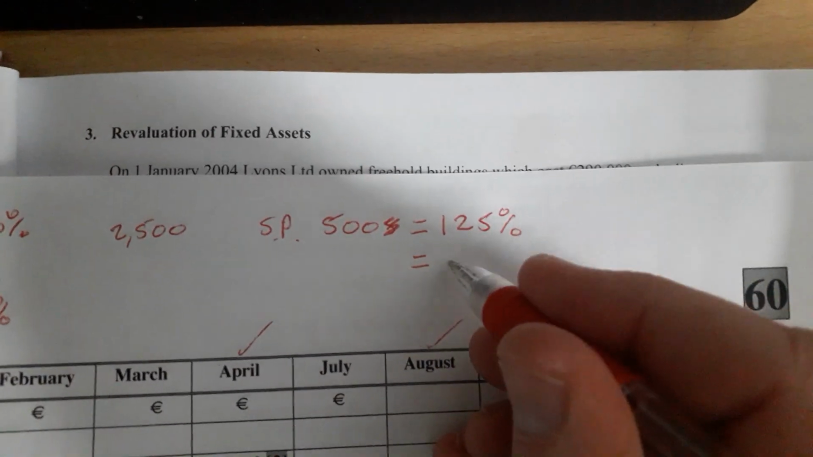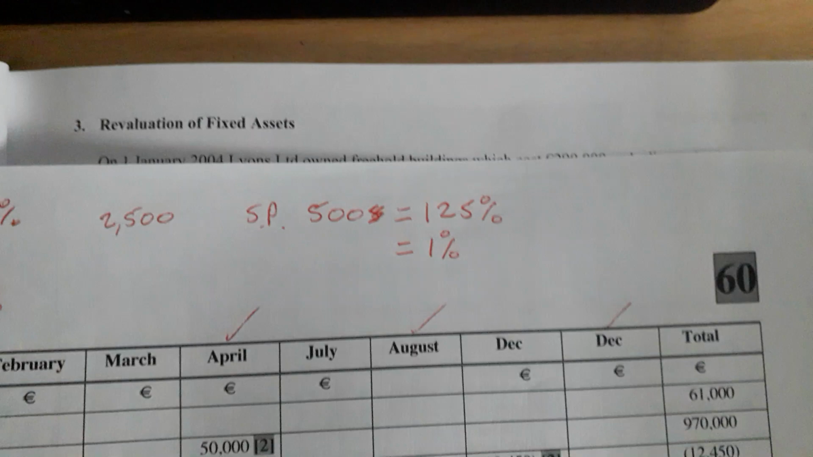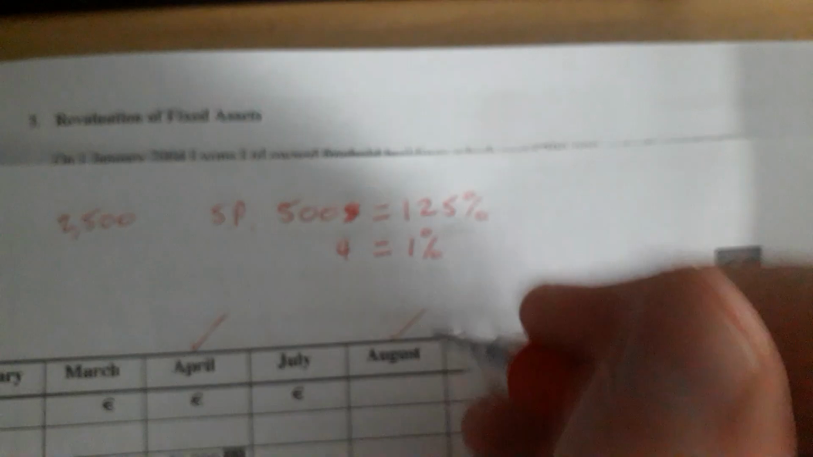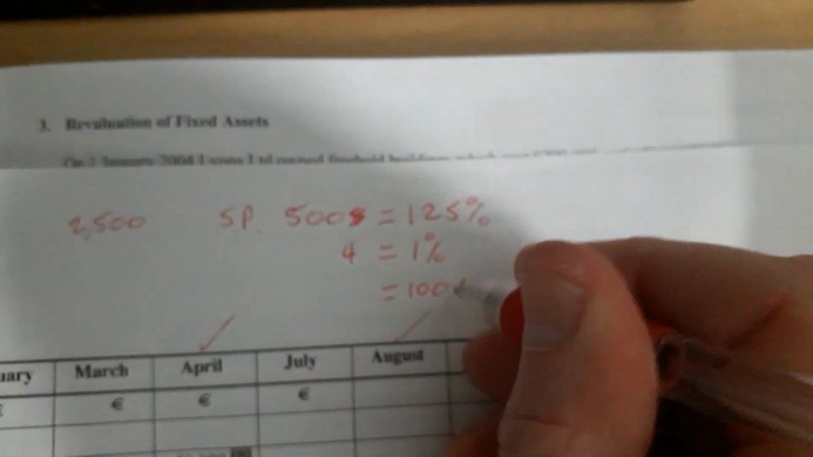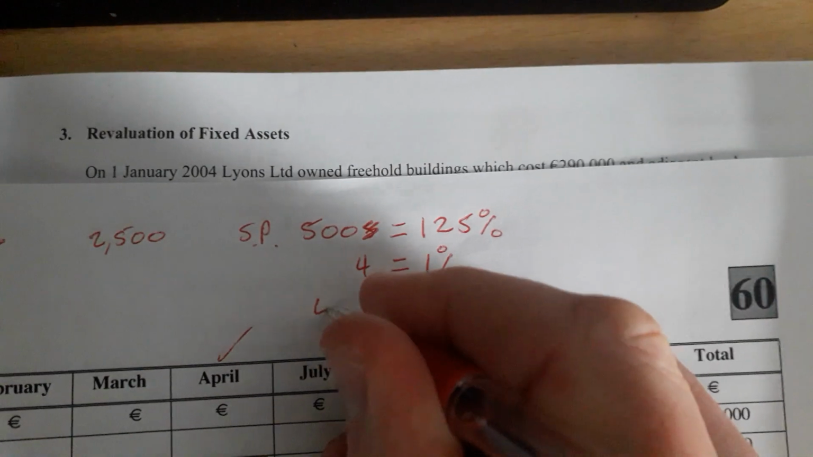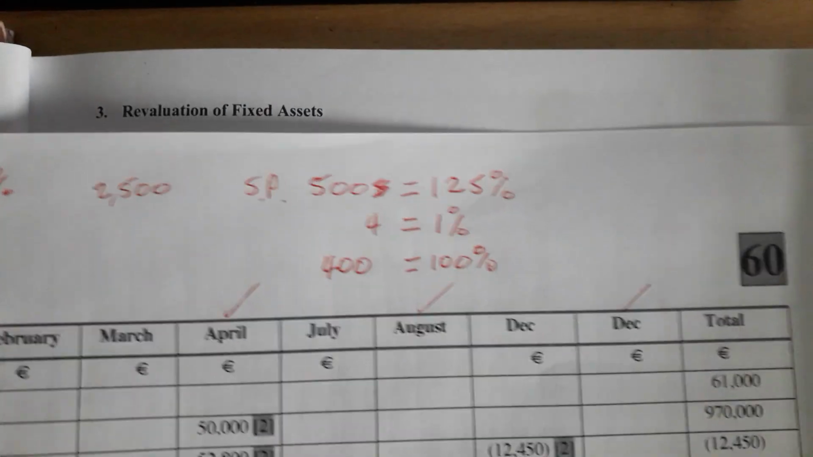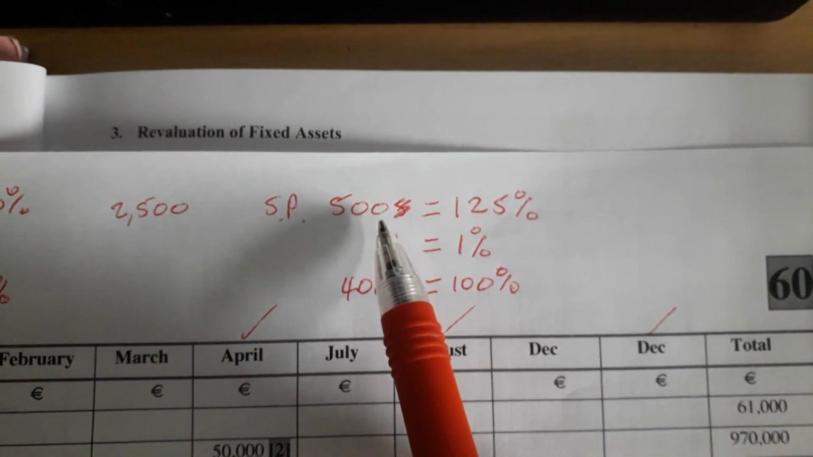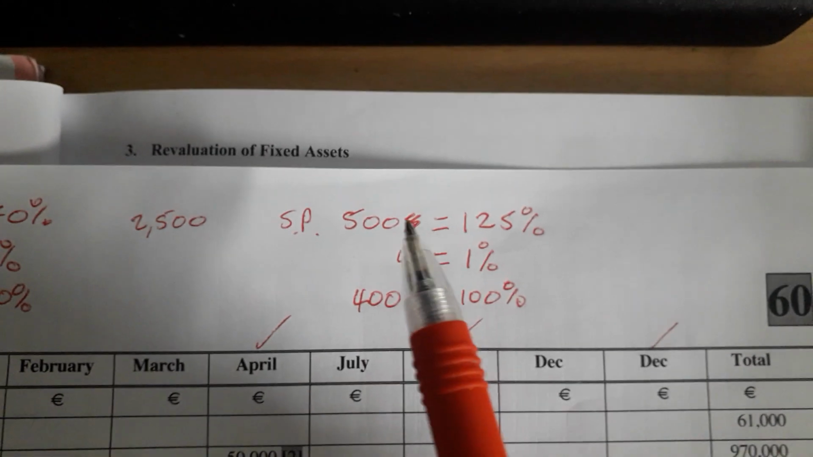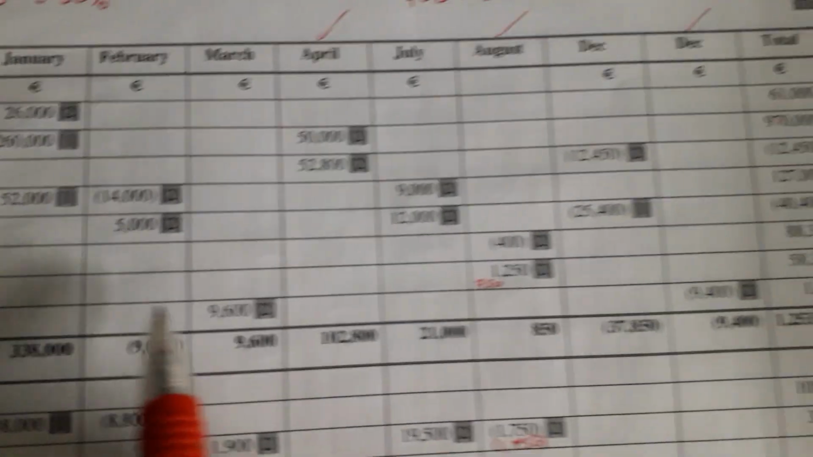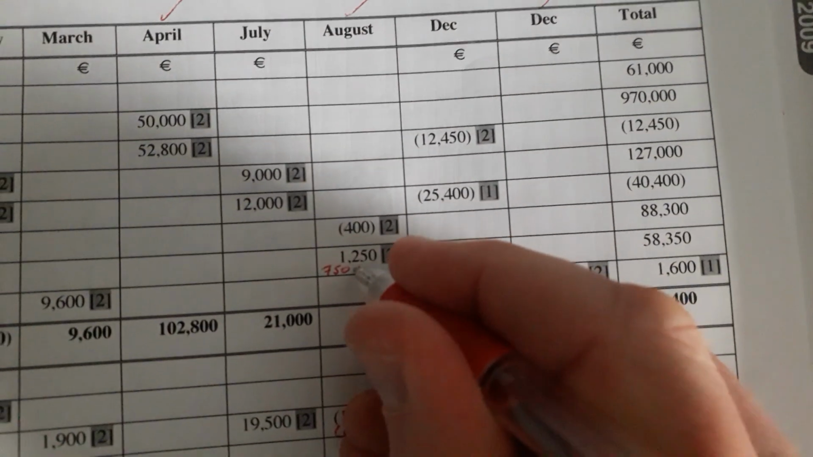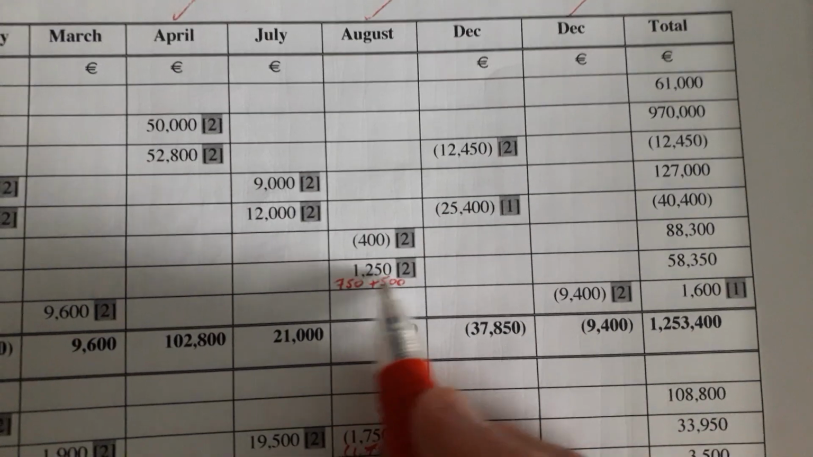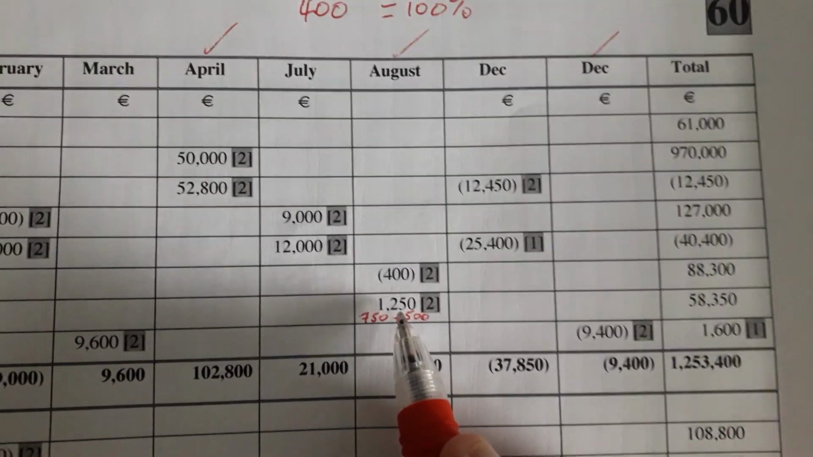So if the markup is 25%, the selling price is cost plus 25%. So let's see now. We want to get 1%. We divide by 125. 500 divided by 125 is 4 euros. And if we want to get 100%, which is the cost price, we multiply that by 100, which is 400 euros. So let's look at what happened on the same day. We sold goods for 500 euros. That's the selling price. On credit means they didn't pay us, so they owe us another 500. So our debtors have to go up by another 500. So that 750 and that 500 make up this 1,250 if you add them together.